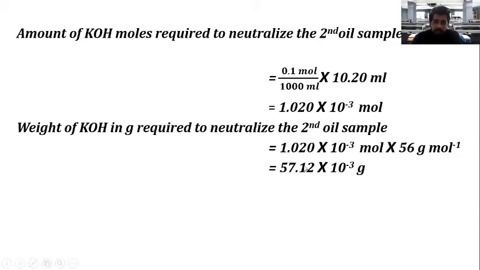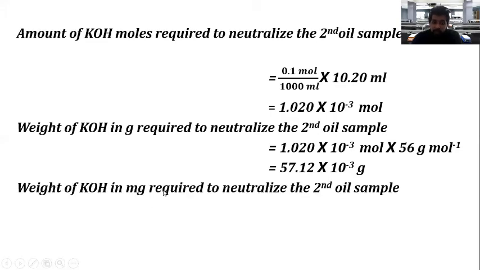So 57.12 into 10 to the power minus 3. That's fine. Okay, so that's your answer. Then the weight of KOH in milligrams required to neutralize the second oil sample. We have to convert that into milligrams, because if you remember, in the definition we have to consider milligrams of KOH required to neutralize 1 gram of oil. So we have to take the amount of KOH in milligrams.